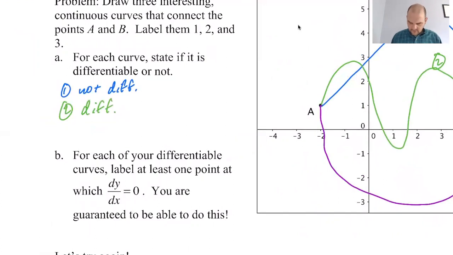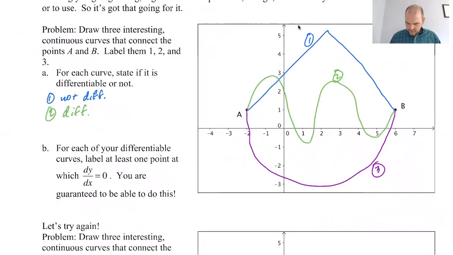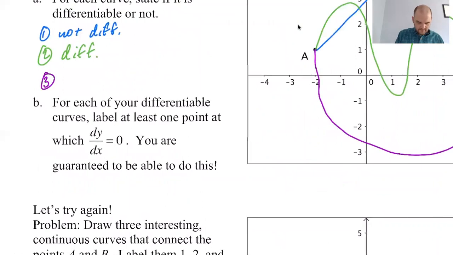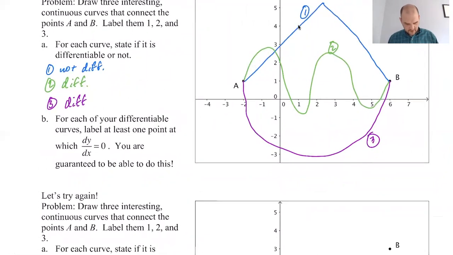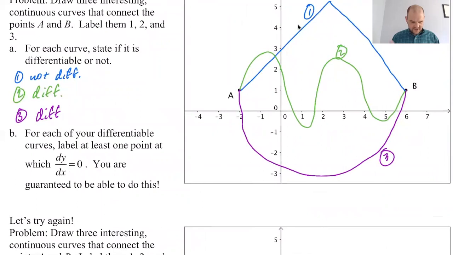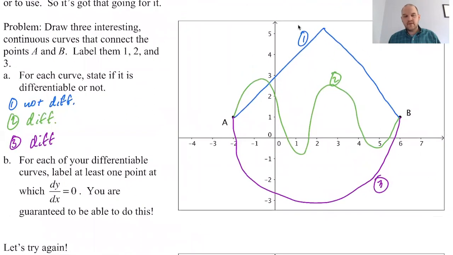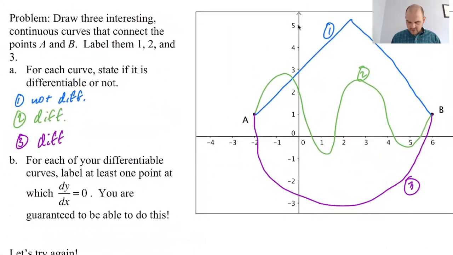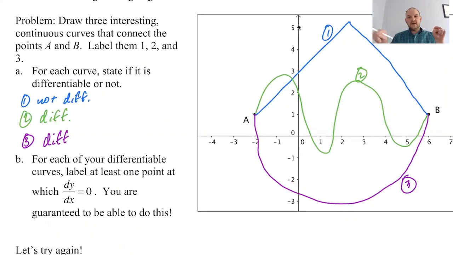So far, so good. So far, we haven't been really asked to do anything. And number 3 is also definitely differentiable because it's basically a quadratic-ish or maybe a semicircle. Now, for each of your differentiable curves, label at least one point at which dy/dx equals 0. This almost feels like one of those weird magic tricks where if you drew differentiable curves, there is no way that you won't be able to find this. Including if you drew a horizontal line from A to B, the derivative is 0 everywhere. So you would find an infinite number of points at which this is true. That is not an exception to this.